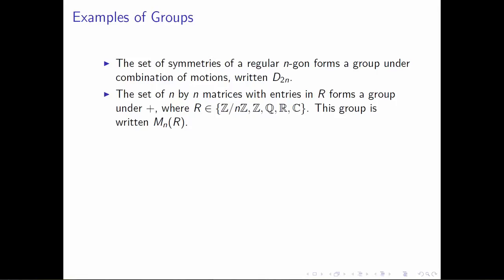Another less common example, but a very good collection of examples, is to look at matrices. So the set of n by n matrices, where n is a positive integer, and we'll say with entries in a set R, this will form a group under addition if you take R to belong to either the integers modulo n for some positive integer n, the integers themselves, the rational numbers, the real numbers, or the complex numbers. If you take your R entries to only lie in any one of these fixed sets, then the set of n by n matrices will form a group under matrix addition. And the notation that we use for this group is M sub n of R.